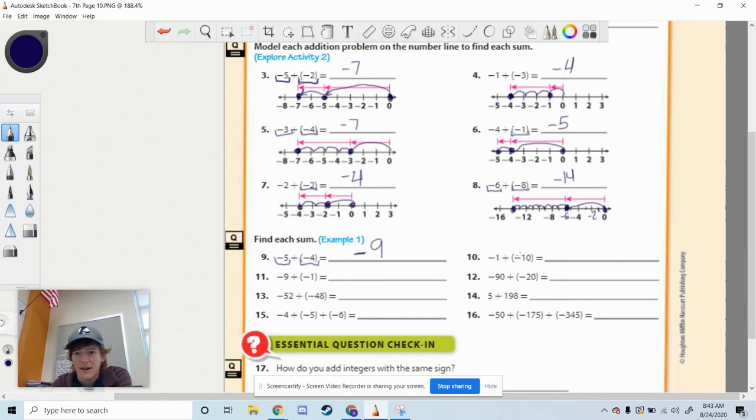Number 10, we have -1 and -10. Well, I know that 1 plus 10 is 11. I got to remember to put that negative. Number 11, -9 and -1 more puts us at -10.